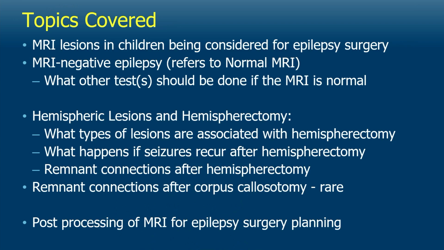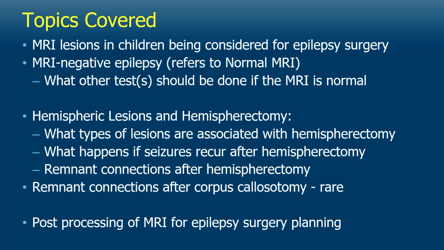So these are the topics that I will cover in this presentation. We will start off by reviewing the MRI lesions that we may encounter in children who are being considered for epilepsy surgery. And then we will review MRI-negative epilepsy. What does that mean? MRI-negative epilepsy refers to children with epilepsy who have normal MRI. So in this context, what other tests should we do if the MRI is normal? We'll talk in more detail about that.